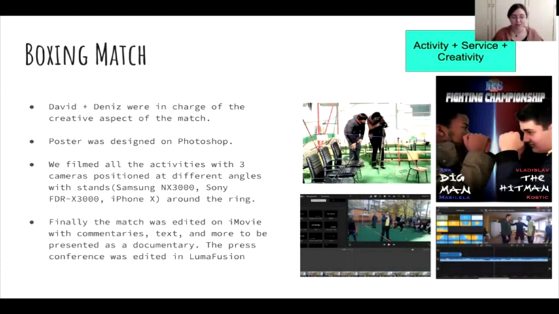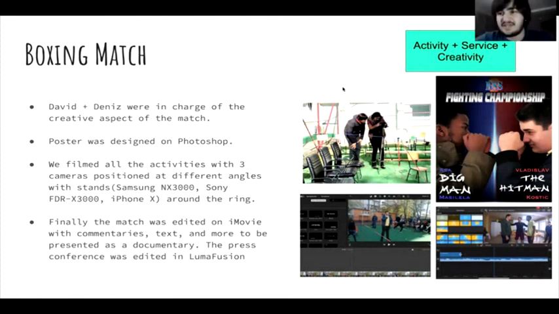Yeah, so basically what I loved about this was the fact that those who wanted to participate in the fighting got to do that, but the pacifists, like David and I, got to do the pretty stuff. So we were in charge of the creative aspect of the match. As you can see here, I designed this poster on Photoshop, and here you can see David and I positioning the cameras around the ring, and these are our workspaces, and David's going to elaborate on that, basically.